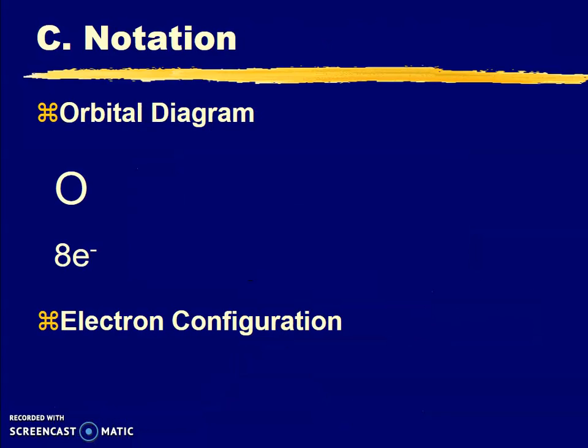Let's do something a little more difficult. Let's start with the orbital diagram for oxygen. So go ahead and on your periodic table, find oxygen. Its atomic number is 8, so it has 8 protons. Right now we're doing neutral atoms. That means it has 8 electrons. So I wrote down here we have 8 electrons. We need to draw out these 8 electrons in an orbital diagram.